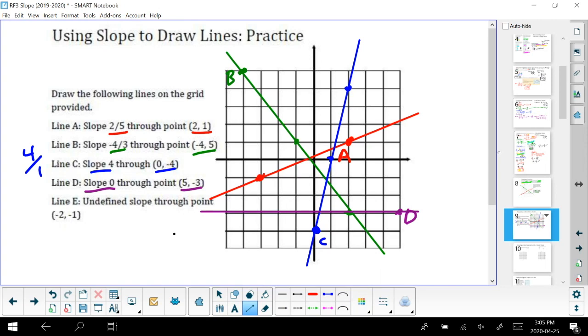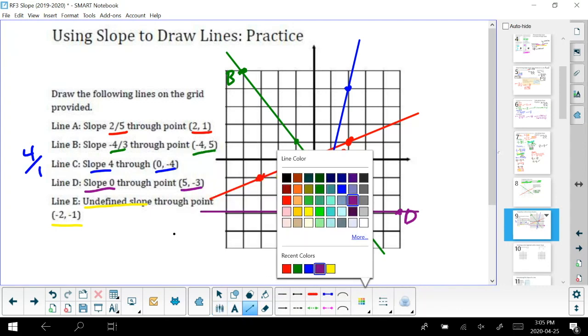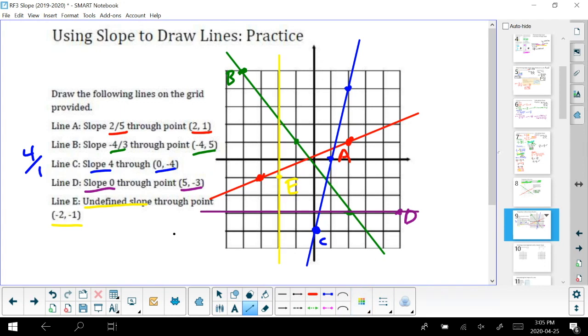Last but not least, we've got an undefined slope moving through point (-2, -1). So (-2, -1) is right here. And we are going to draw a vertical line because an undefined slope is a line that is vertical. And we're going to go ahead and draw that vertical line through this point here. And we have line E.